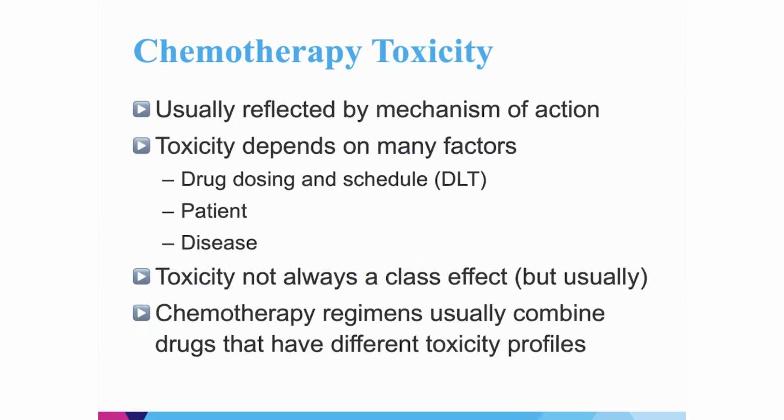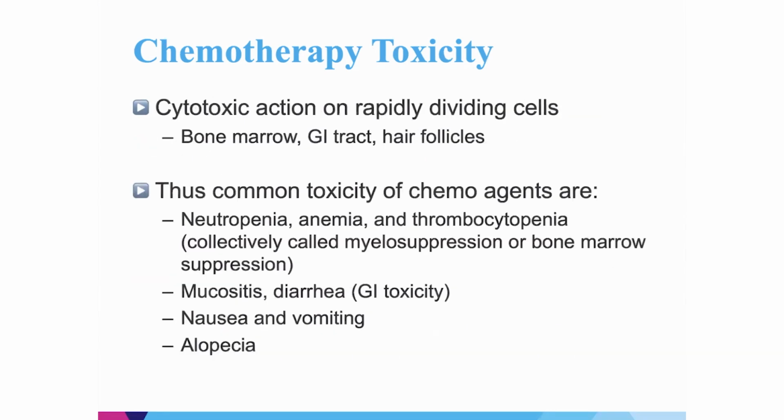So the toxicity is usually reflected by the mechanism of action of how the particular chemotherapy works. It depends on the drug dosing and the schedule. It depends on the patient themselves, if they have any other comorbidities, and also where their cancer and disease is. It's quite often a class effect for each family, but not always. And usually if we're doing combination chemotherapies, we try and combine chemotherapies that don't have a lot of overlapping toxicity so that it's not too toxic for patients.